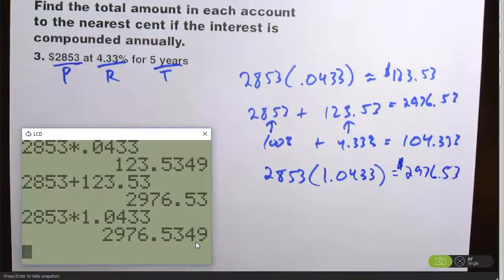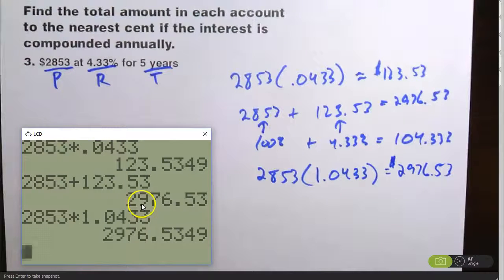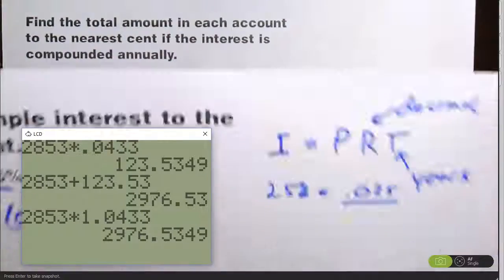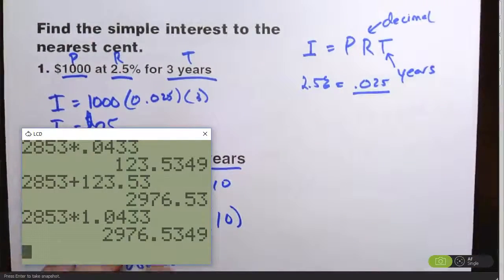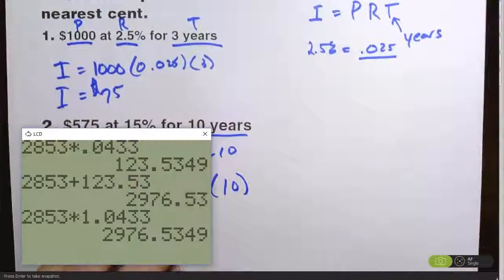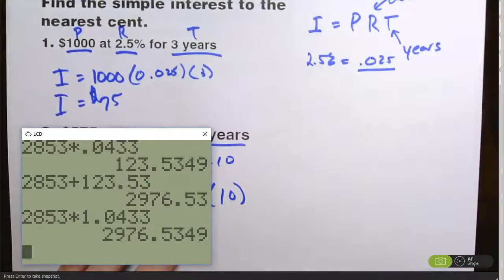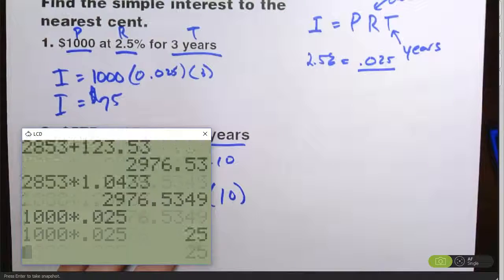Now here's the annoying part about compound interest. When I go back to the simple interest problems, what I was really doing was finding interest one time. For instance, this one here: 2.5% of 1,000, which is 0.025, gives me $25. And then that happened 3 times. That's why it was $75.